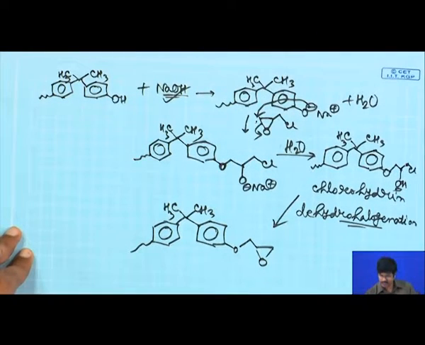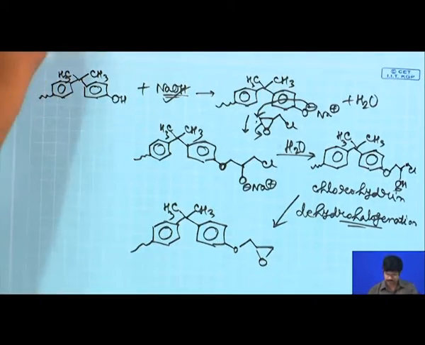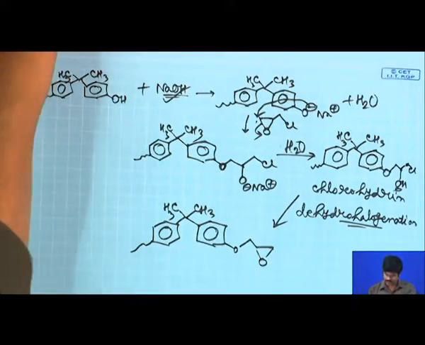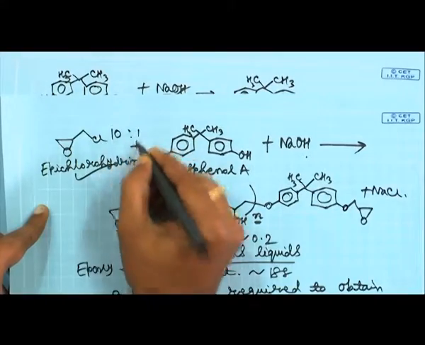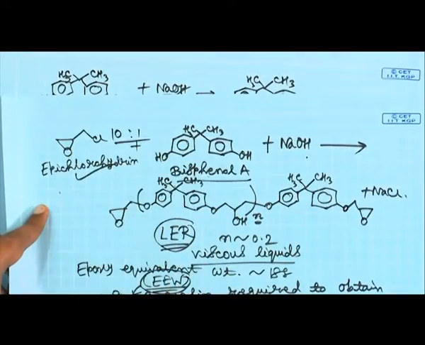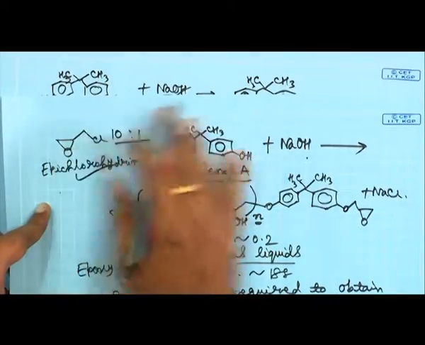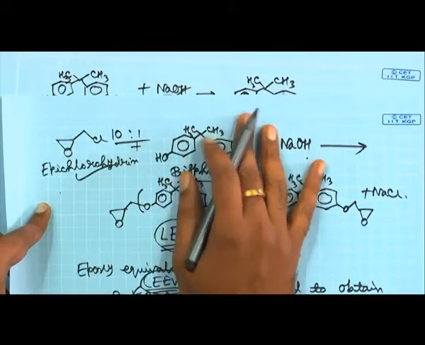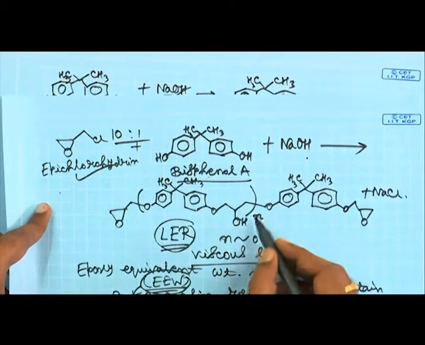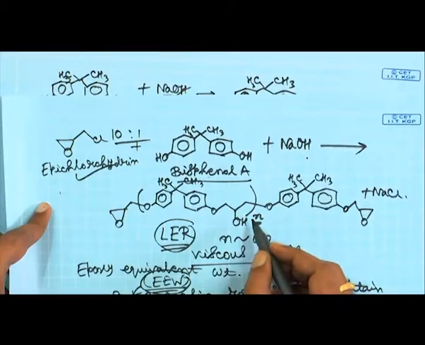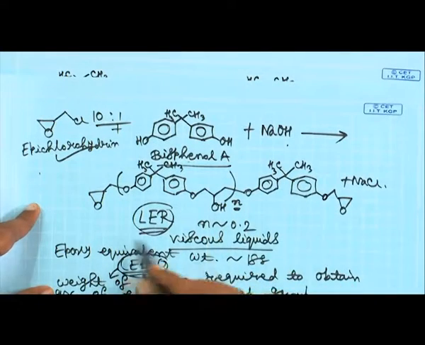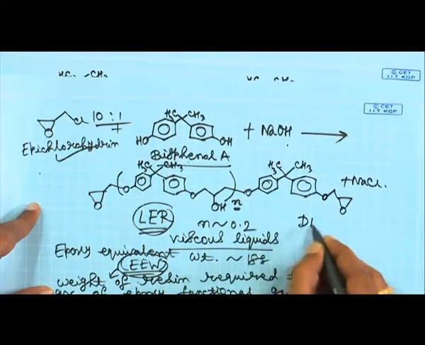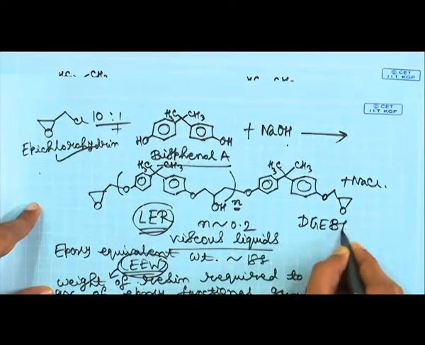Now, something that you should keep in mind, and something that I also told you, is that usually you are going to use 10:1 of epichlorohydrin to bisphenol A. A high ratio of epichlorohydrin to bisphenol A has to be used in order to minimize the value of N. In other words, in order to maximize the yield of diglycidyl ether of bisphenol A.